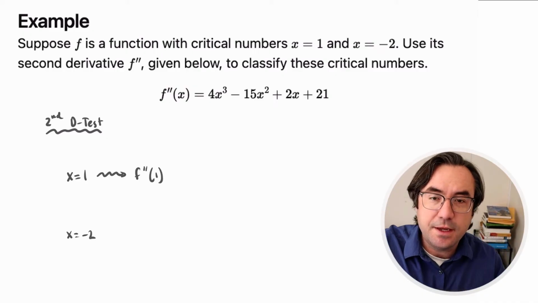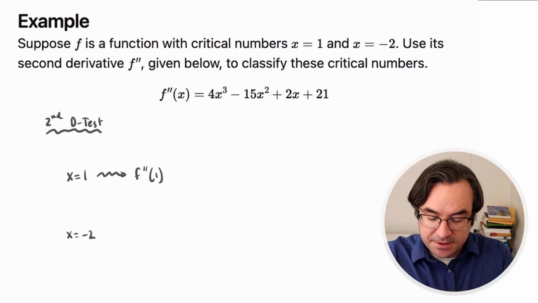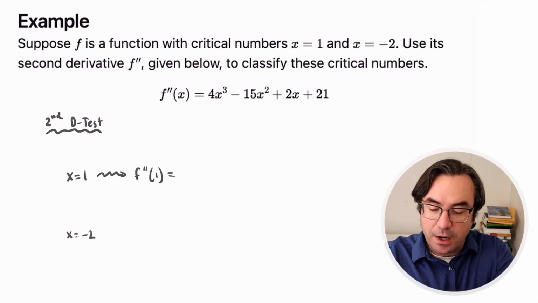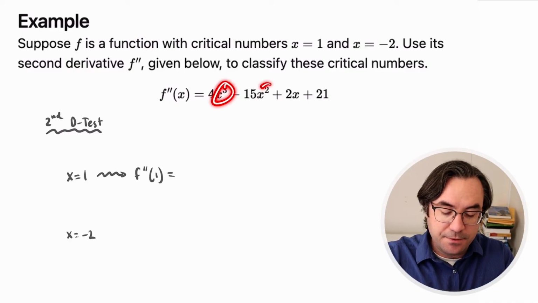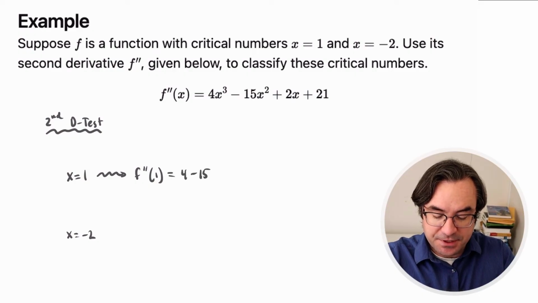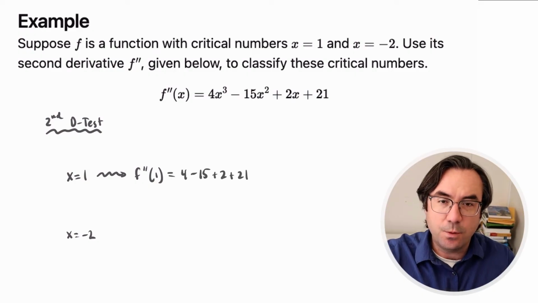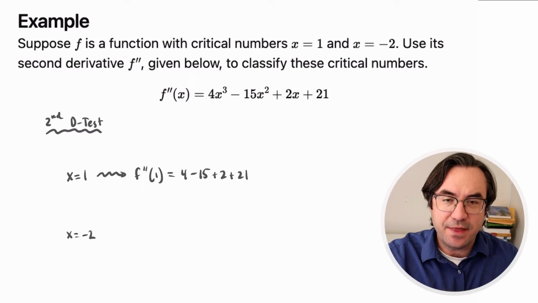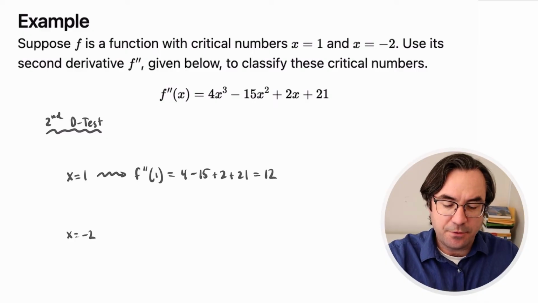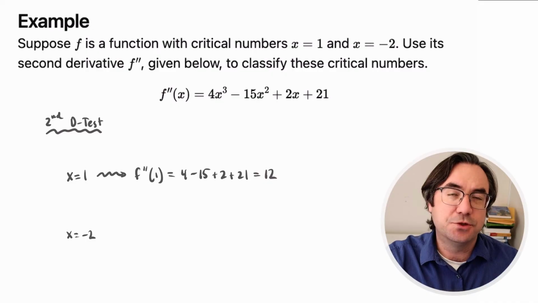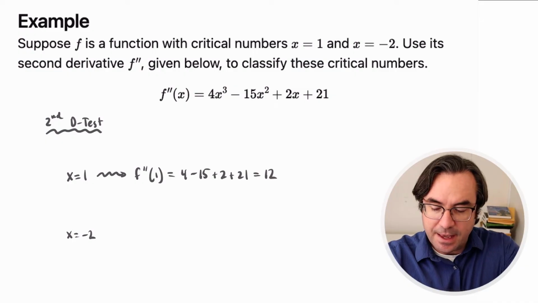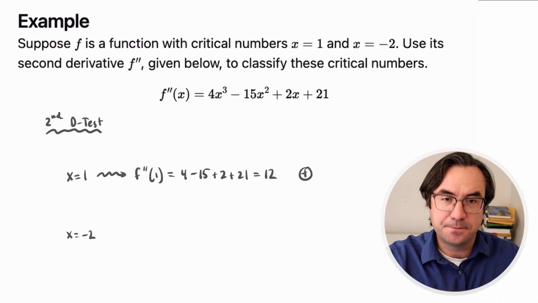So we'll plug 1 into our second derivative, and let's see what we get. Wherever we see an x here, we're just going to change it to a 1. And powers of 1 are just 1. So we end up with 4 minus 15 plus 2 plus 21. And if we simplify that, we end up with 12. Now, the number itself, we're not too worried about. We just want to know, is this number positive or negative? And in this case, it's positive.